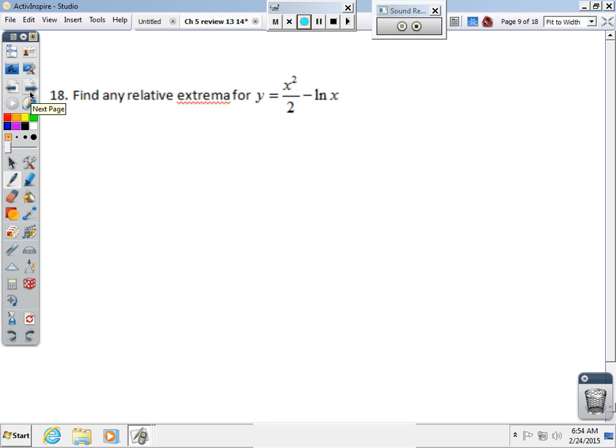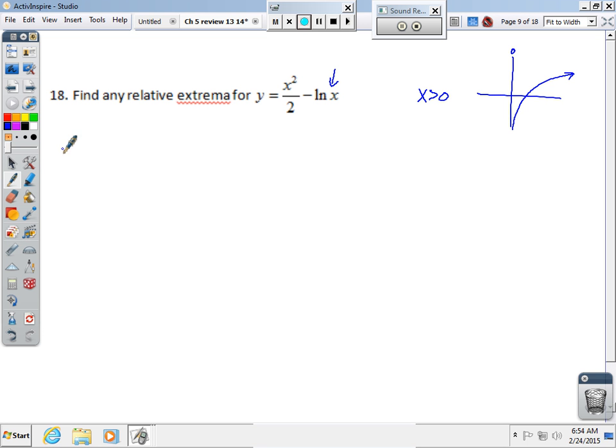Relative extrema. So first derivative, set it equal to 0, find the critical numbers, and test that. And we only need to test for where x is greater than 0 because for the ln of x, the x values are never going to be less than 0, because the graph looks like this, right? So we only need to test everything greater than 0.